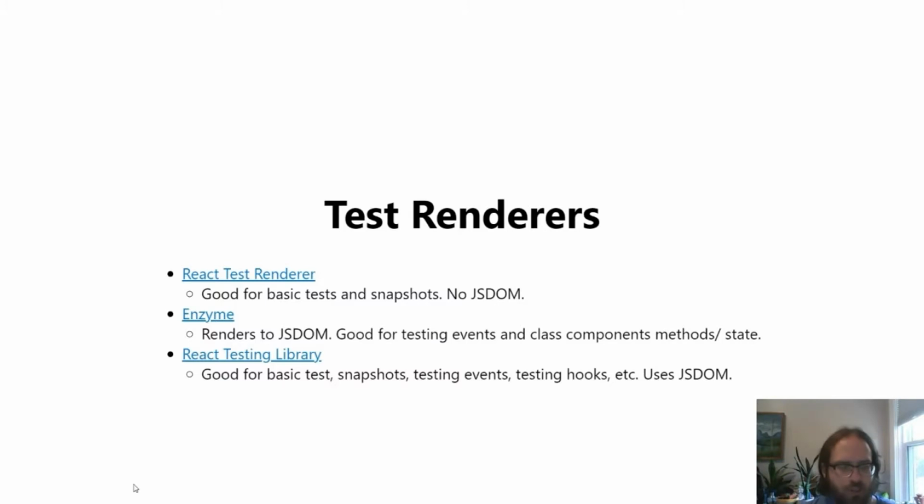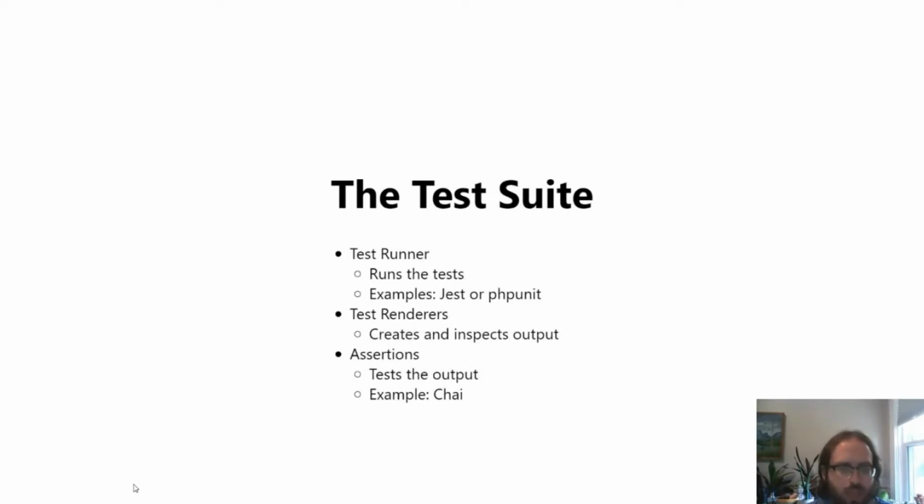So React Test Renderer does basic tests and snapshots, whereas the other two that I like, Enzyme and React Testing Library, which we'll be looking at more today, use JS DOM, a virtual fake version of the document API in the browser. It's just more useful to us when doing testing. You'll see that. Without that, we can't do change events or things like that.